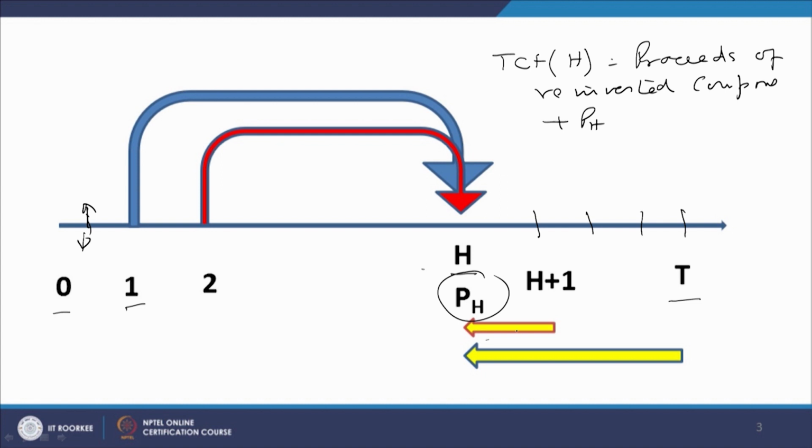As shown by the direction of this arrow, the cash flow at t equal to h plus 1 will be discounted at t equal to h. The cash flow at t equal to h plus 2 will be discounted for 2 periods up to t equal to h, and similarly the cash flow at t equal to capital T will be discounted for T minus h periods to bring it back to t equal to h, and then we will add all those cash flows, that will give us a measure of pH.